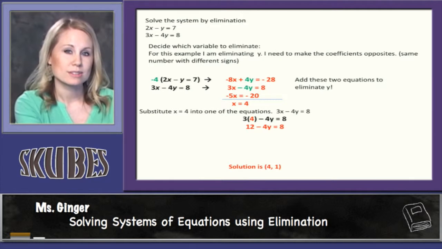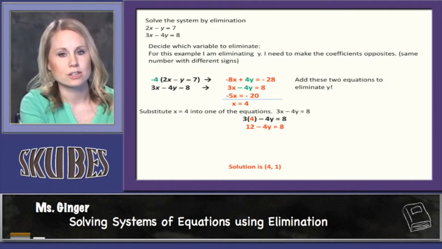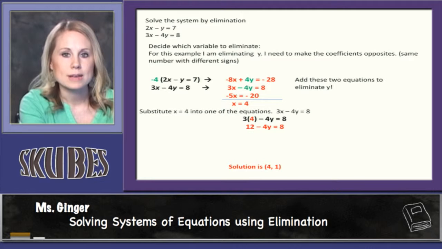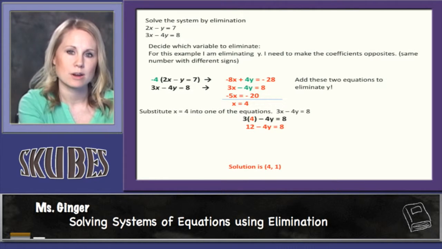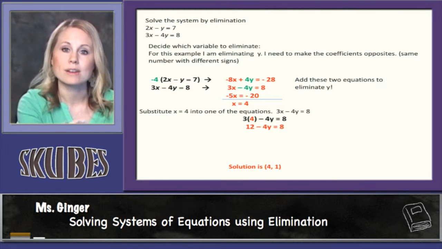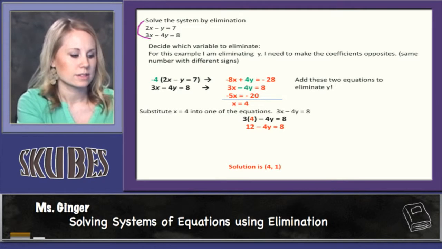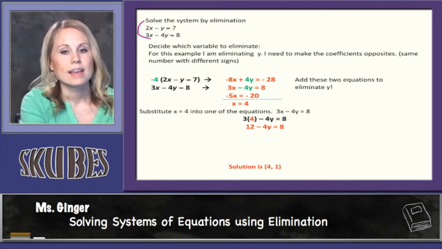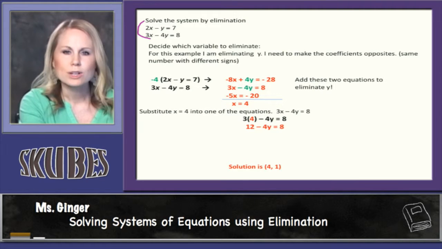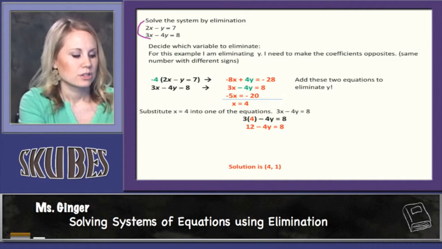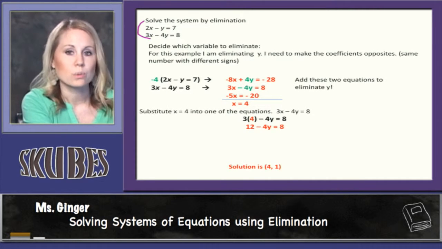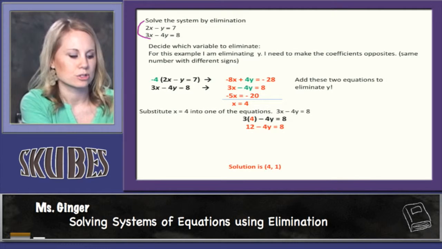Alright, so when we're going to solve our systems using elimination, the idea is to eliminate or get rid of one of our variables so that we can solve for the other variable. So I have a system here for us to look at, a system of linear equations. 2x minus y equals 7 and 3x minus 4y equals 8. And we have to first choose which variable we want to eliminate. So for this example, I've chosen the y. I want to get rid of the y first.